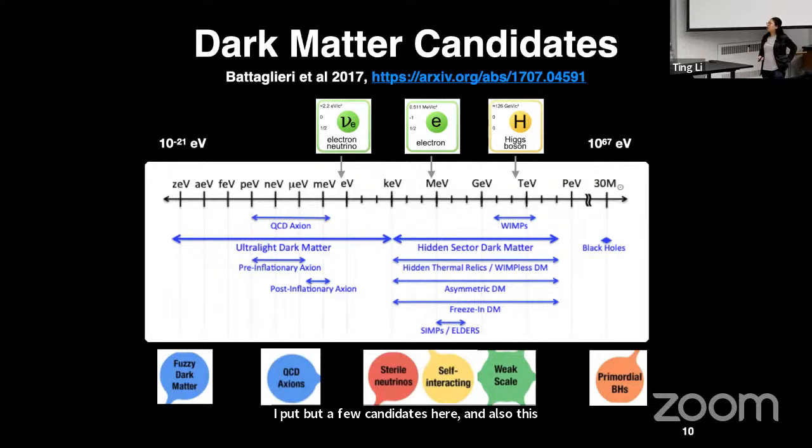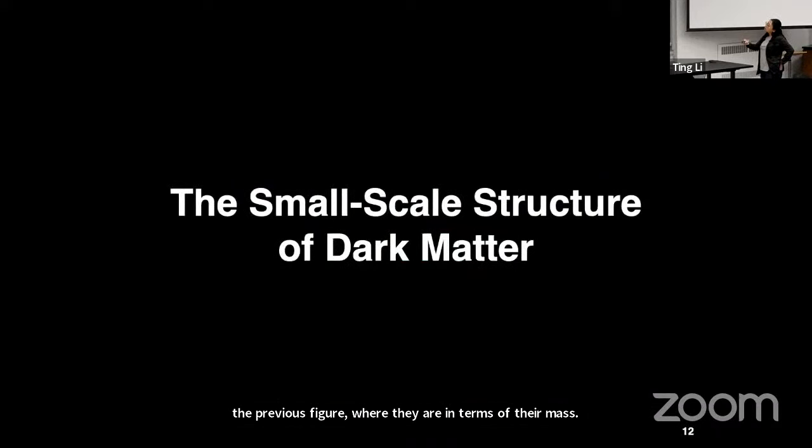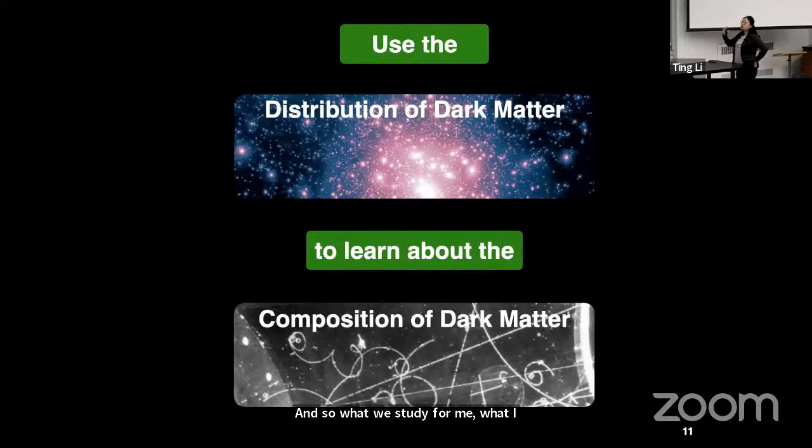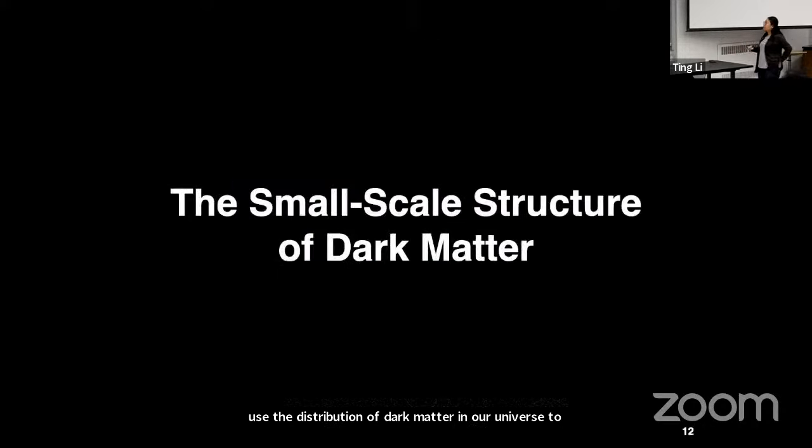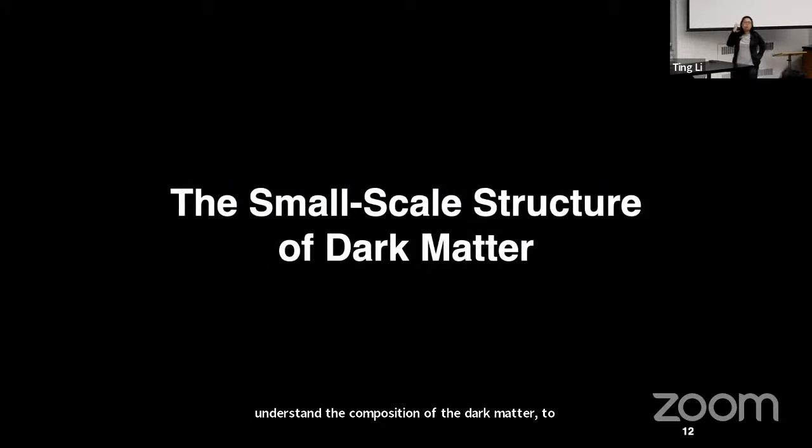And so what I do is use the distribution of dark matter in our universe to understand the composition of the dark matter. I'm going to give a few examples, but specifically the thing we do is called the small scale structure of dark matter. We want to study the dark matter behavior in small scale structure, because the larger scale structure, I've already talked about that earlier, right? We already know the larger scale structure rules out the warm or the hot dark matter, but there's still a lot of other varieties of dark matter models we have.